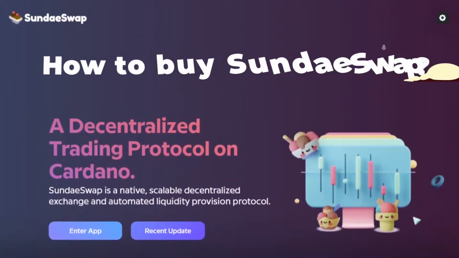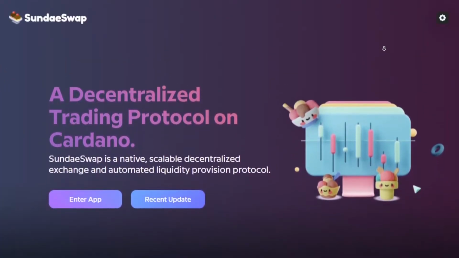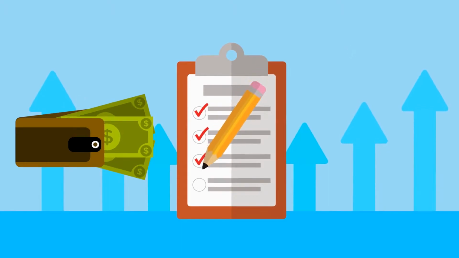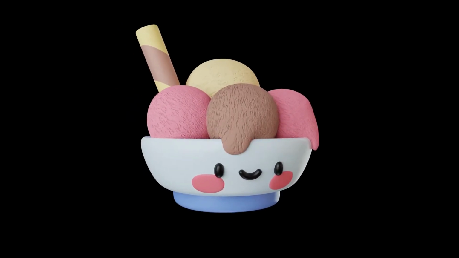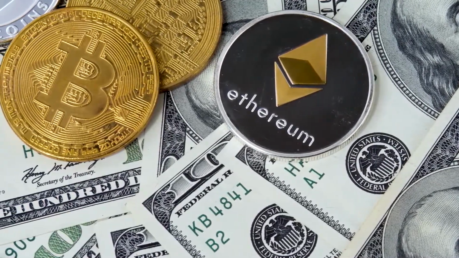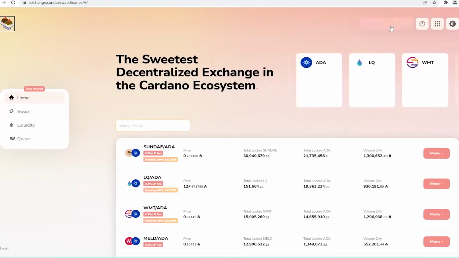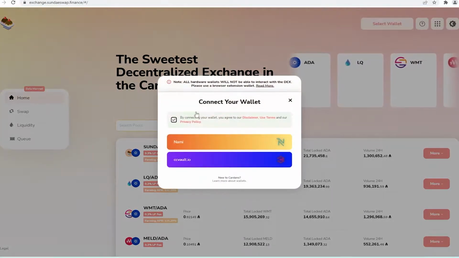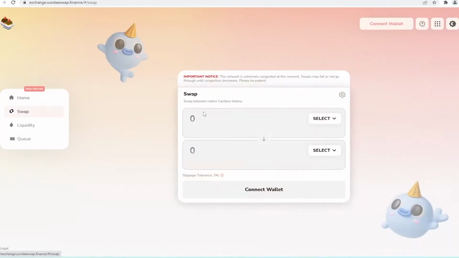How to buy Sundaeswap? At the moment of this video, the wallets supported by the Sundaeswap protocol are the following: 1. Ccvault. 2. Nami. You can buy Sundaeswap with any cryptocurrency, but for this video we are going to use Cardano. Once you've gotten your wallet connected to the Sundaeswap interface, you're ready to swap tokens. The link is in the description.